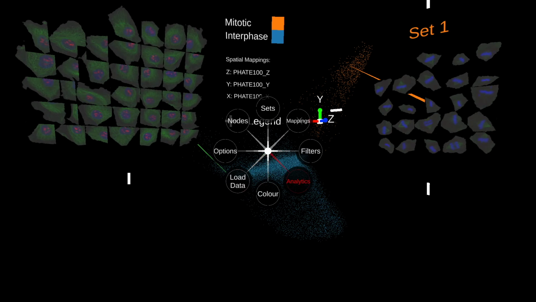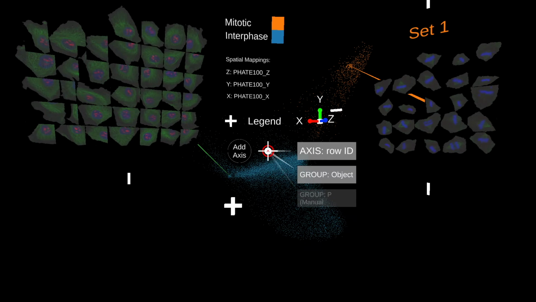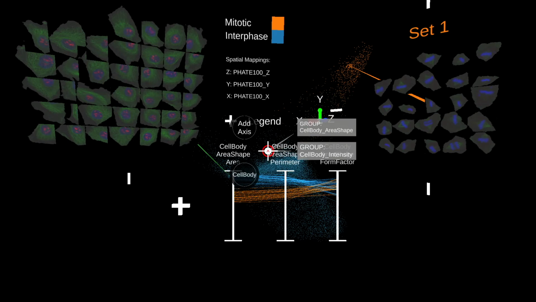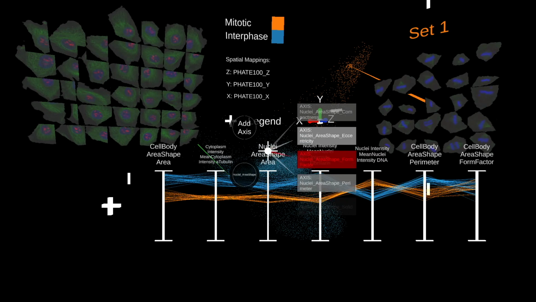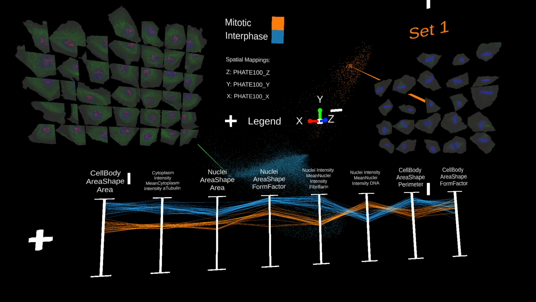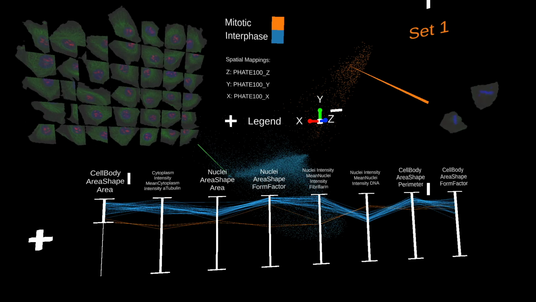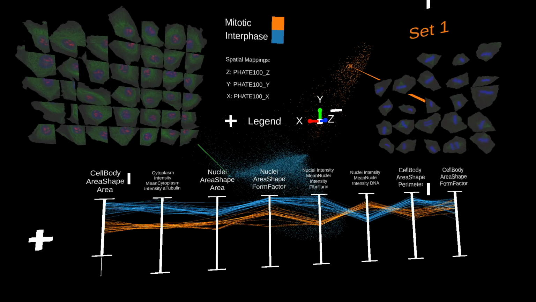From that inspection, I'll then add some quantitative analytics by building a parallel coordinates plot and selecting some quantitative features that correspond to those visualizable differences. So now we can see that mitotic cells are quantitatively smaller than interphase cells and do not express as much fibrillarin, the red marker, or alpha-tubulin, the green marker. I can also use these sliders to directly filter the images and highlight cells with particular quantitative characteristics.